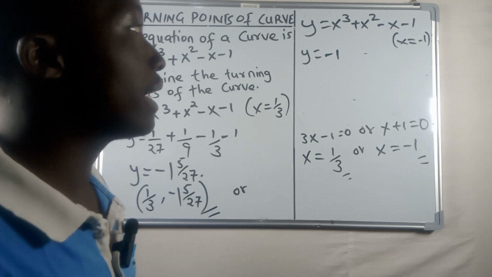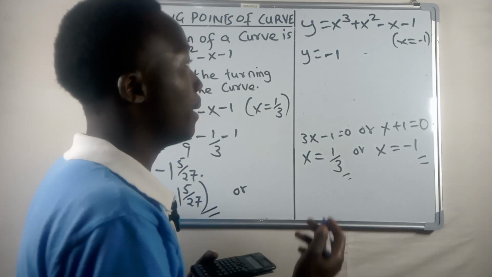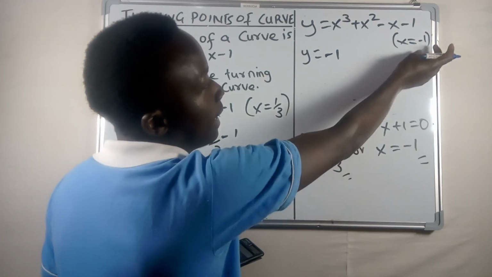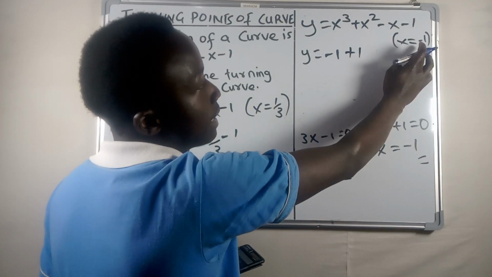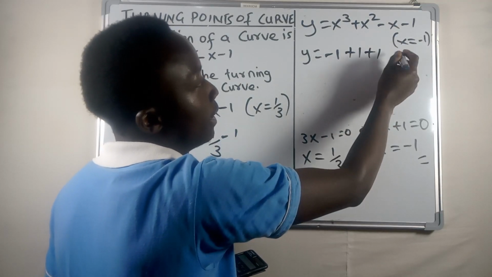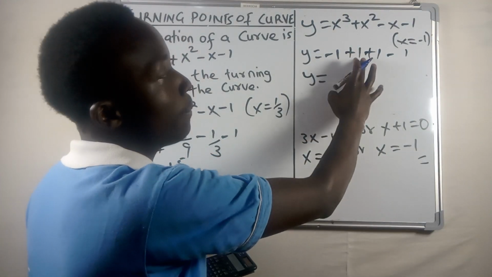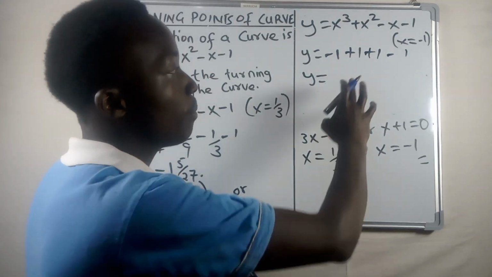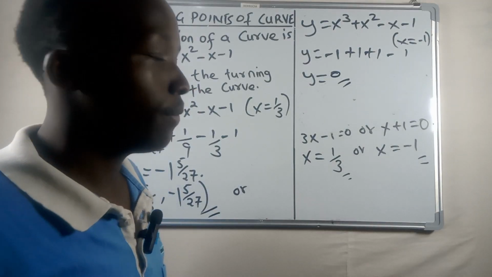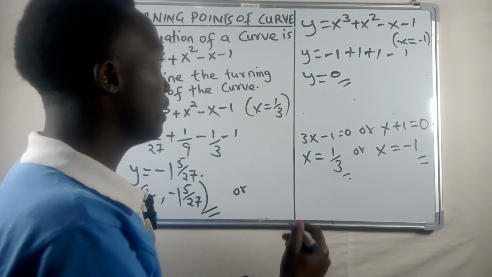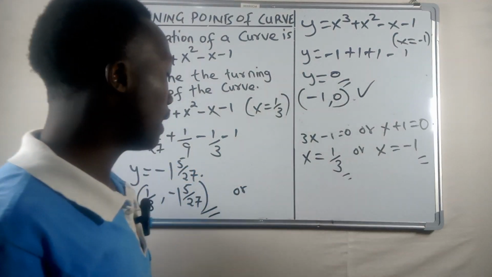When our x is negative 1, we are going to have y equals negative 1 cubed, which is negative 1, because a negative number raised to an odd power is equivalent to a negative number. So it's negative 1. Then negative 1 squared is 1, so it will be plus 1. Then minus x, which is minus negative 1, it will be plus 1. Then minus 1. And we are going to have negative 1 plus 1 is 0, 0 plus 1 is 1, 1 minus 1 is 0. So our y is 0, and our second turning point is going to be negative 1, 0. So that is our second turning point.